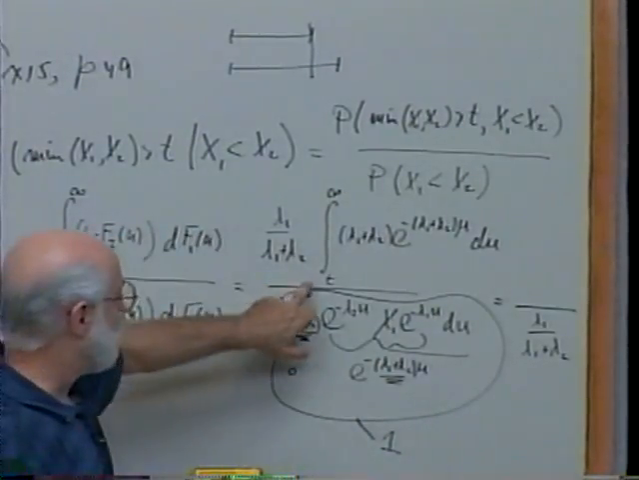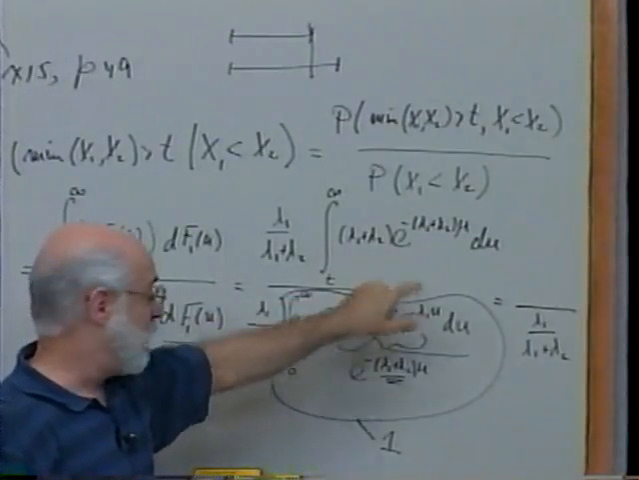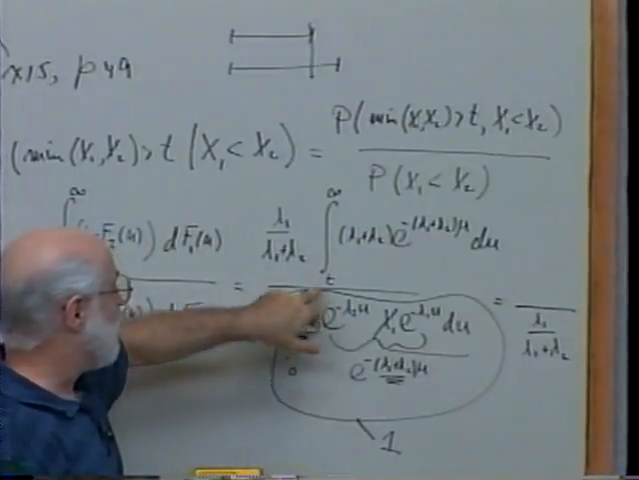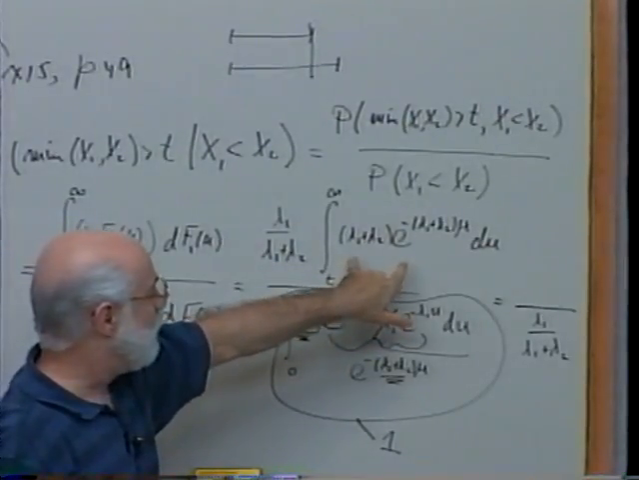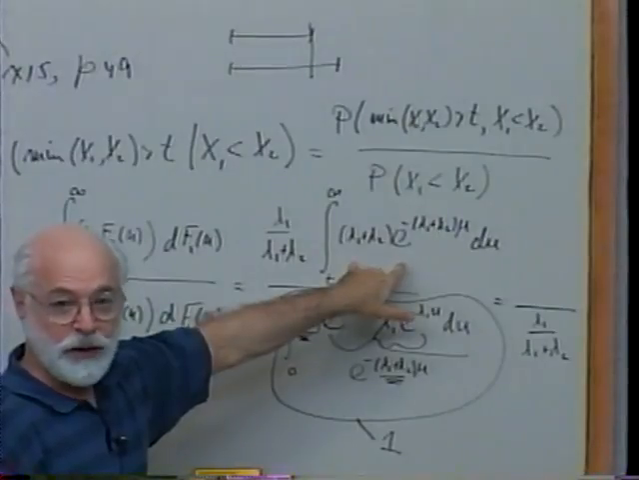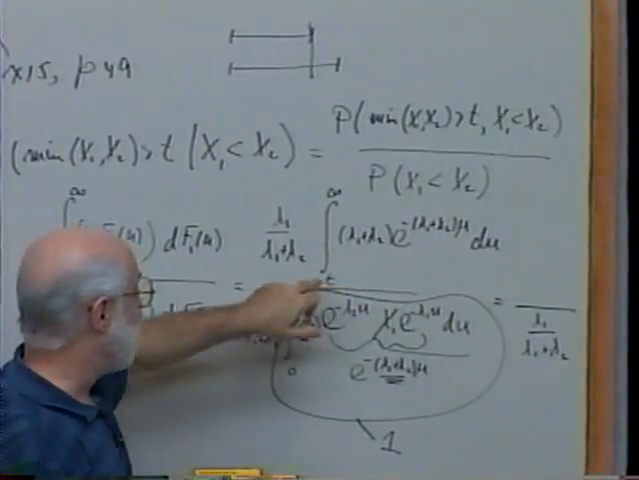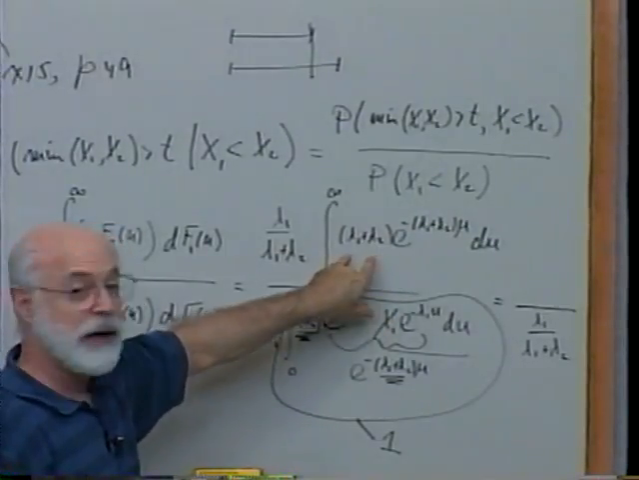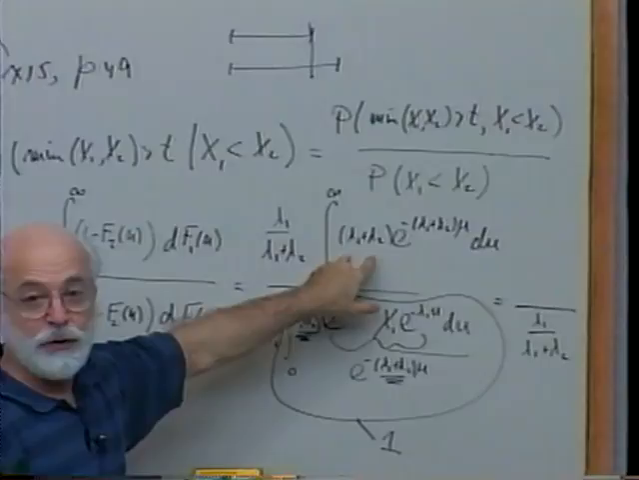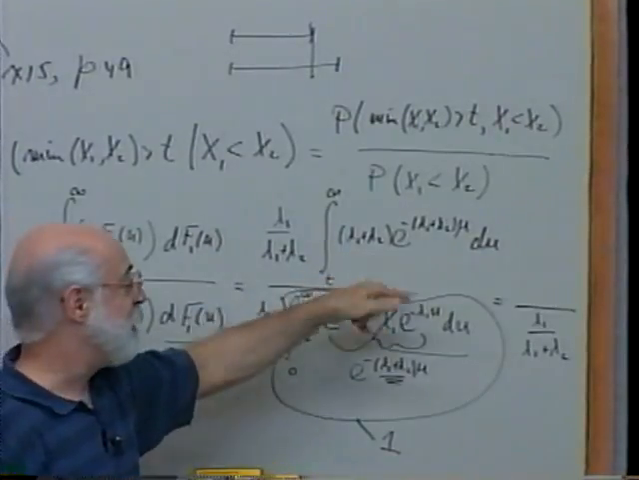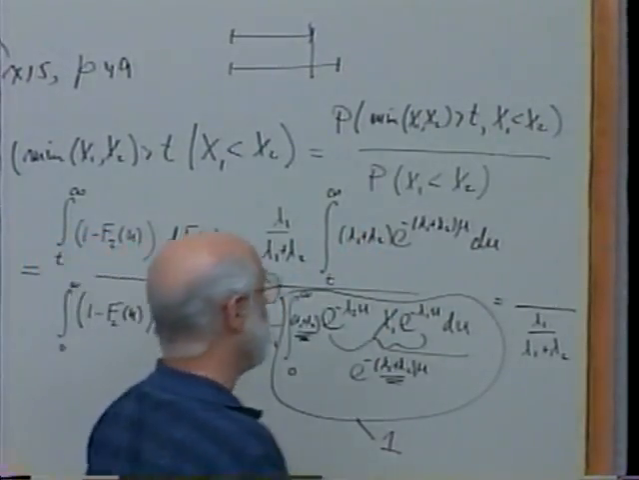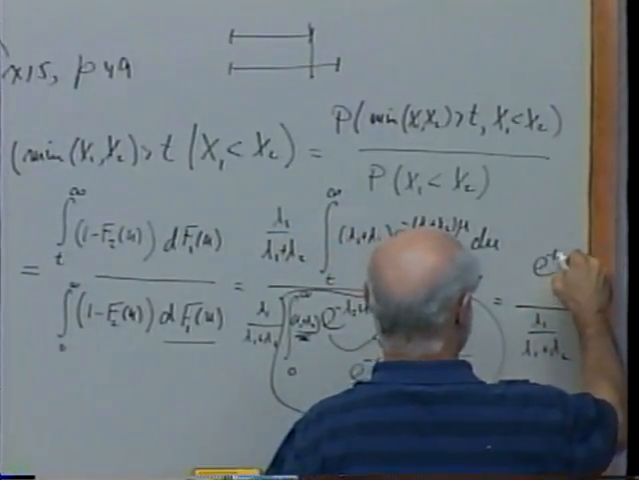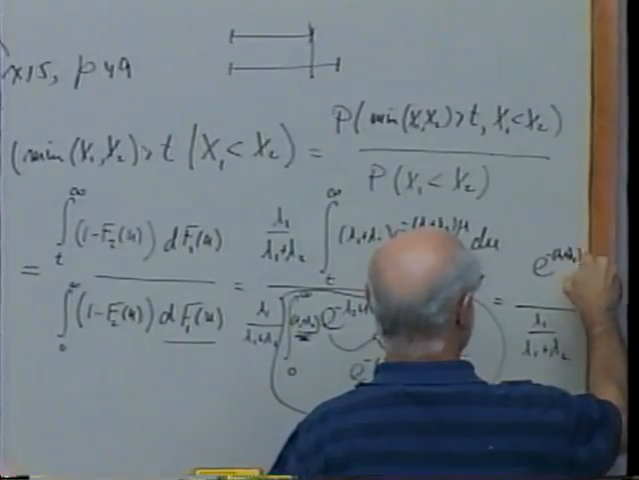OK, now if I went from 0 to infinity, this integral would be 1. That's what I got in the denominator. But by the same argument, I can say, well, wait a minute. This is the density function of an exponential. And so if I took the density function and integrated from t to infinity, that would be the probability that an exponential whose rate is lambda 1 plus lambda 2 takes a value greater than t. So I don't actually have to work out the integral. I know what it's going to be. The integral itself is going to turn out to be e to the minus lambda 1 plus lambda 2 t.